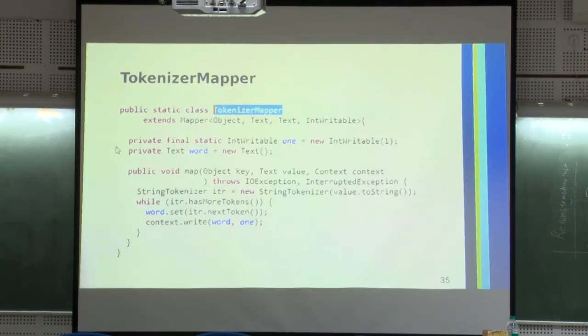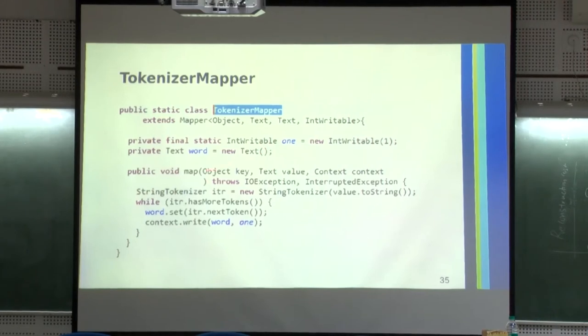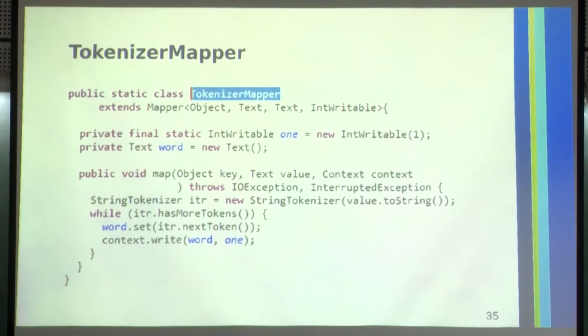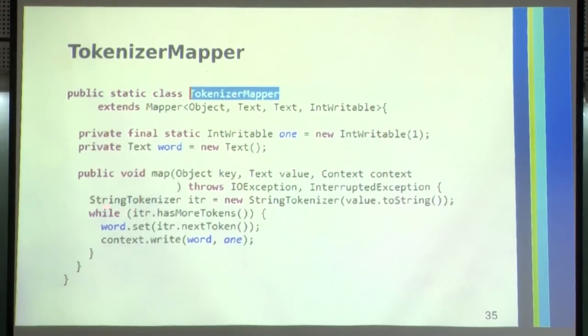But basically, a tokenizer mapper might look something like this, where this mapper is given some text that would come from the reading of the file, and just tokenizes it, very basic tokenizing, and then creates a word. The word is just a piece of text as well. And then it writes here's the key and here's the value. And the value is always one, right? So it's just writing for every word, here's, it's occurred once. Go on to the next line that's given to this mapper. A mapper would be given a line at a time.